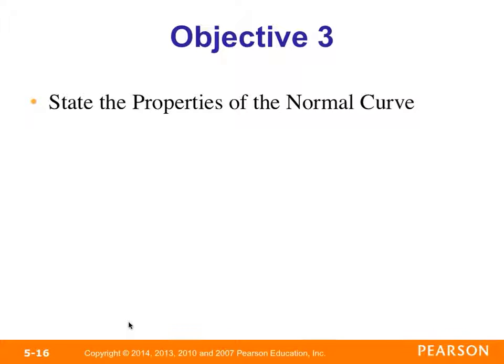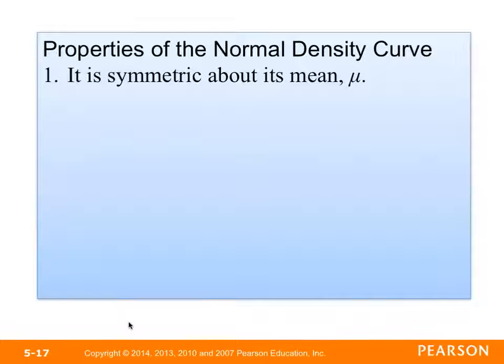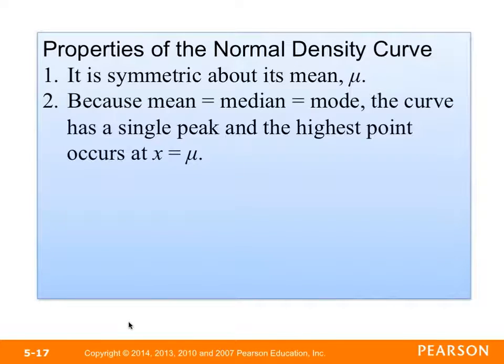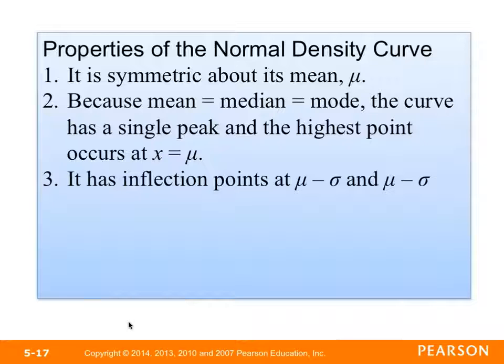Okay, objective 3 is to be able to state the properties of the normal curve. So there are several things that you should know. It's symmetric around the mean, which is mu. Because the mean is the same as the median, which is the same as the mode, the curve has a single peak, and that highest point occurs at x equals mu, which would also be the median and the mode. And then we talked about inflection points, mu minus sigma, and, whoops, this should be mu plus sigma, sorry about that.